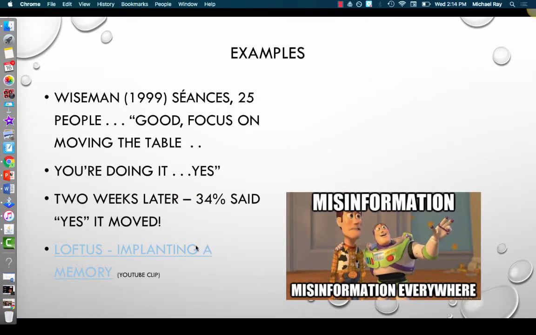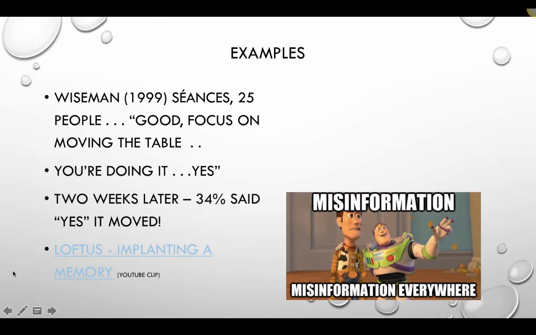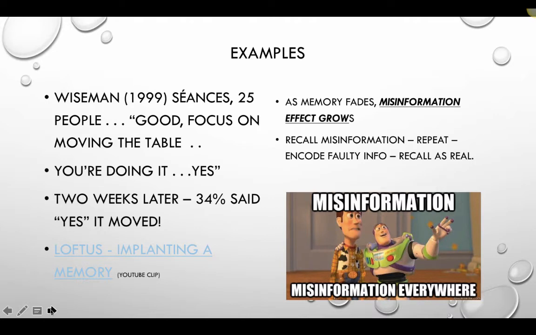So focus on that word malleable. Malleable means moldable or changeable. And I like how Elizabeth Loftus suggests that our memories can change over time as events occur post episode. So misinformation effect can grow as memory fades. And as we recall the inaccurate memory, we re-encode it into our long-term memory as it was changed, not as it actually happened.